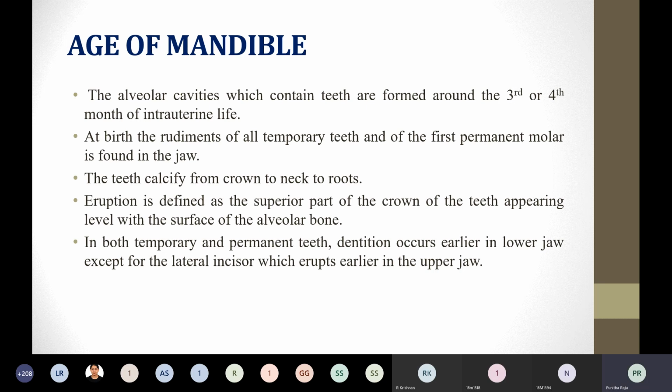This part I will take in the next class. The temporary teeth eruption, all that I'll tell you in the next class. If you have any doubts, you can just ask me. Any doubts?